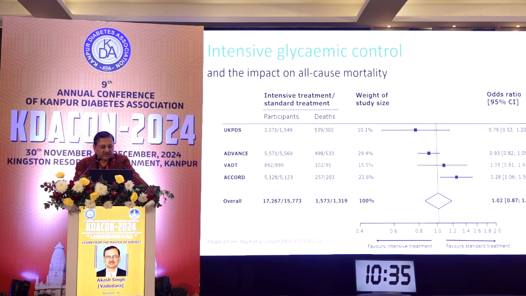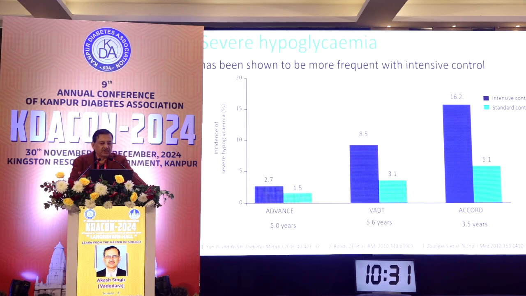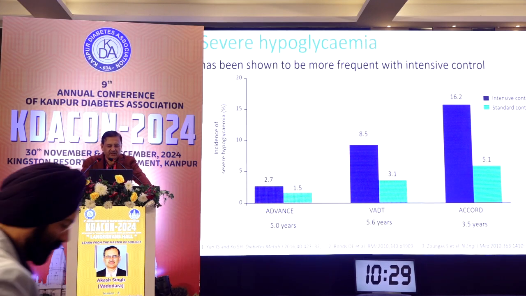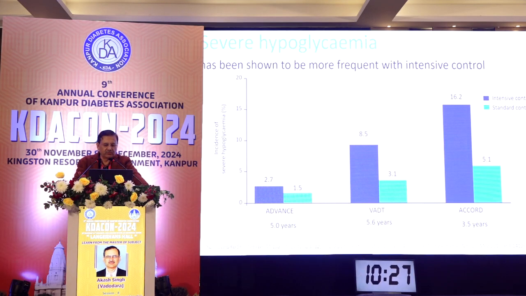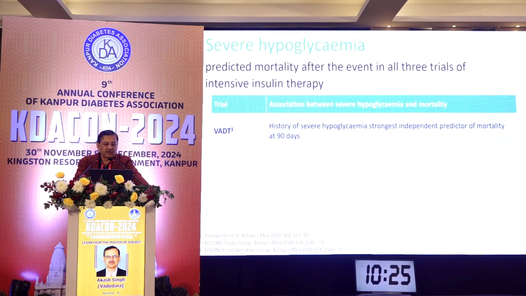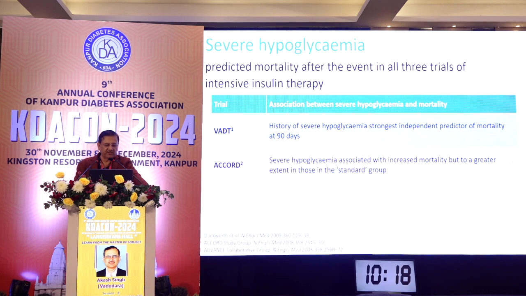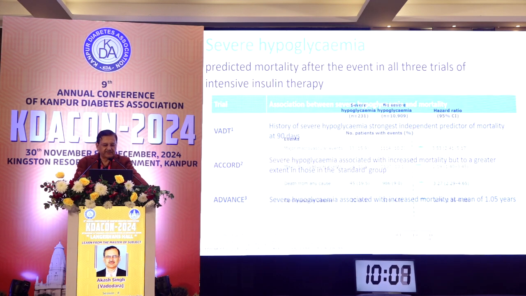These were done in the era where secretagogues and insulins were more commonly used. Severe hypoglycemia was shown basically in the intensive group, as you can see in the blue bars. In VADT, a history of severe hypoglycemia was the strongest independent predictor of mortality at 90 days. ACCORD recorded severe hypoglycemia associated with increased mortality, but to a greater extent than in the standard group. ADVANCE showed severe hypoglycemia associated with increased mortality at a mean of 1.05 years.